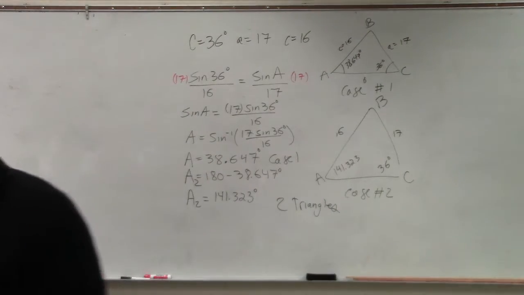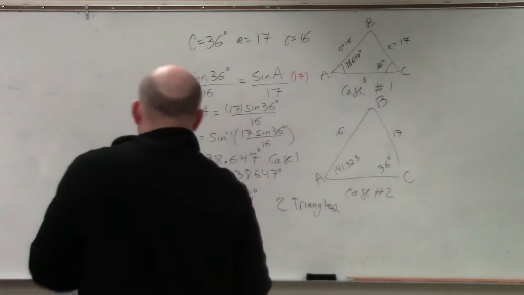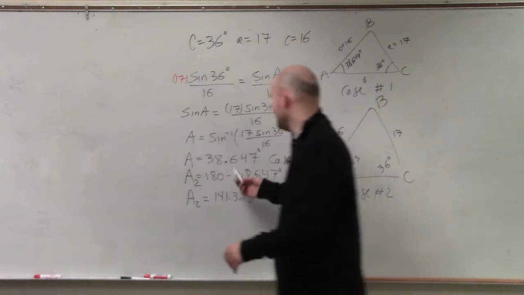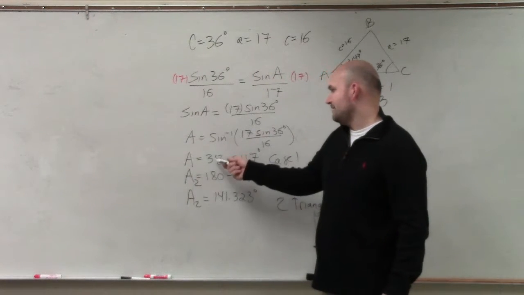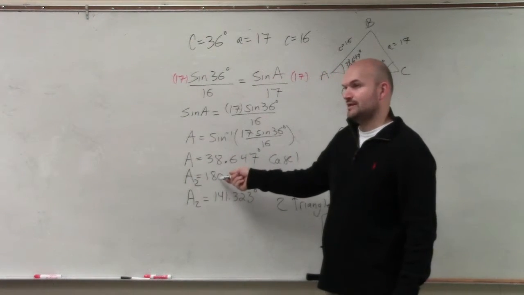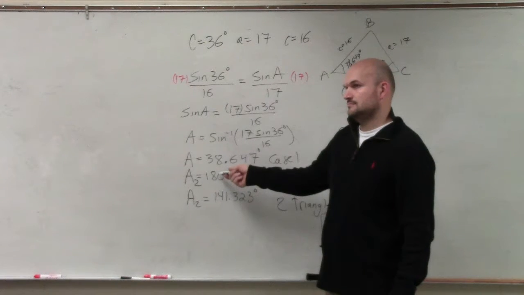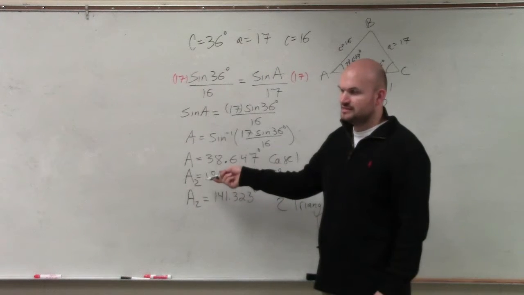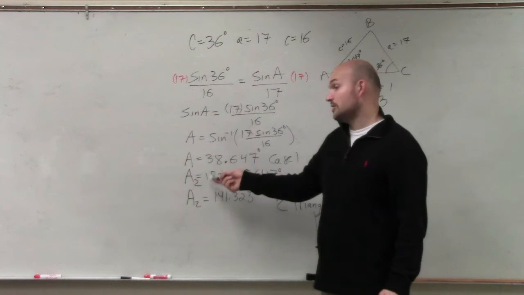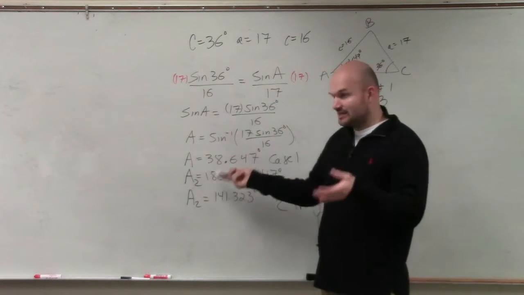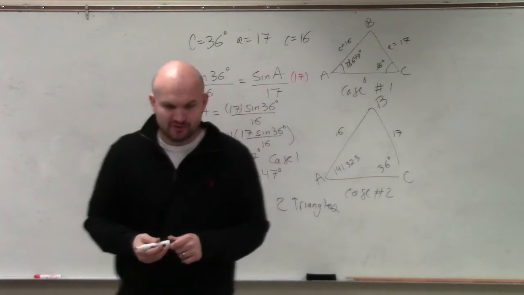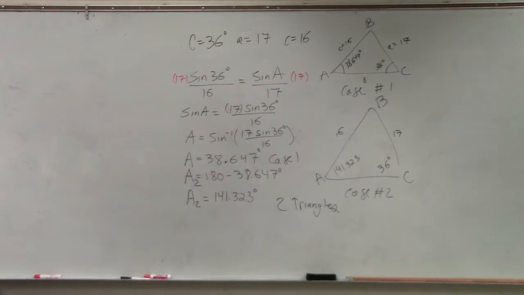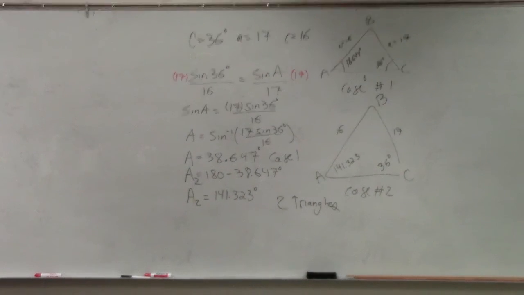Where did A2 come from? A2 is basically me taking A1 and subtracting it from 180, to find the second case, see if that works or not. So basically, all you do is once you find your first angle, subtract it from 180. Basically, you're finding the reference angle, basically.